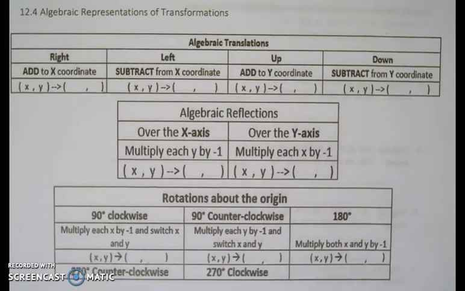Today we're going to go over the algebraic representations of the transformations. We're going to start with the algebraic translation, then we're going to do the algebraic reflection, and then we're going to do the rotations about the origin. These are rules that you're going to follow to make these algebraic translations, reflections, and rotations.